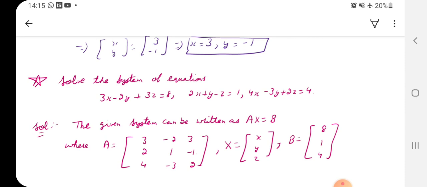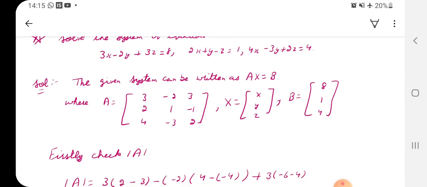In three variables: 3x minus 2y plus 3z equals 8, 2x plus y minus z equals 1, 4x minus 3y plus 2z equals 4. Now you have to write it in the form of Ax equals b, where A is the coefficient matrix, x is the column matrix of unknowns, and b is the column matrix of constants given on the right hand side.